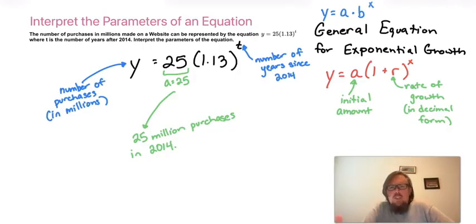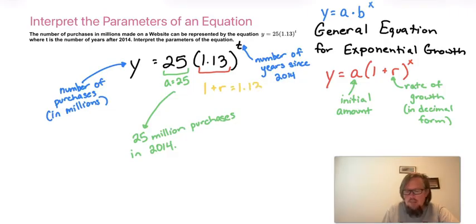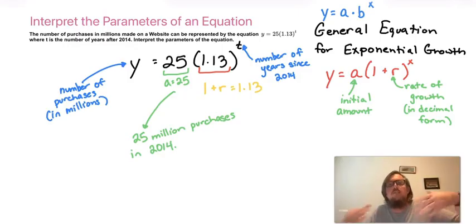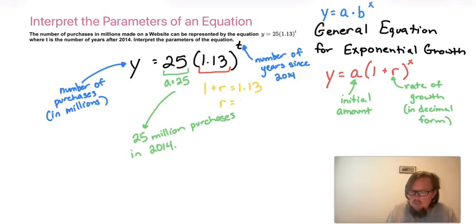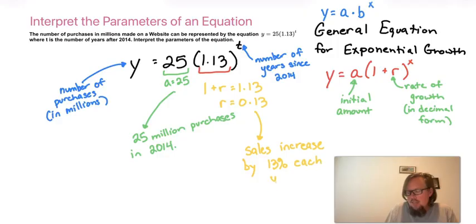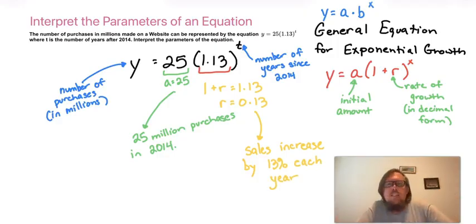So what is the rate at which our sales are increasing? And for that, we get our value of R, which comes from this piece in the middle, 1.13. Now, R is not 1.13 because if you go back and look at our general equation, it's 1 plus R. So what we know is that 1 plus R is 1.13. And so R is not 1.13, R is just 0.13. So R equals 0.13. What does that mean? It means our sales increase by 13% each year.